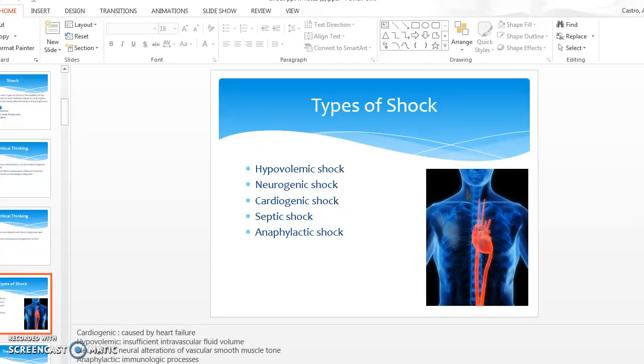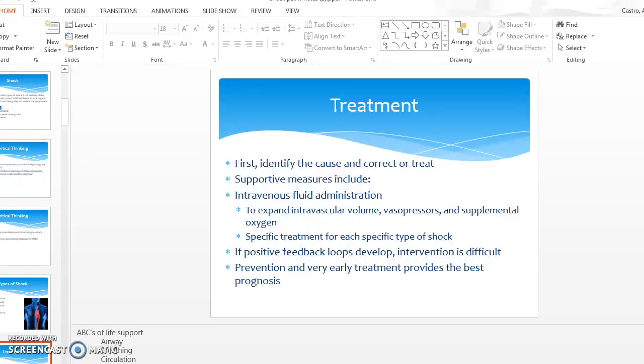Here are the 5 different types of shock that are currently recognized. We have hypovolemic shock, which you can guess what that occurs from. Neurogenic, that's what I was talking about when we have alterations in the CNS. Cardiogenic is the one that we're going to focus on. Septic shock and anaphylactic shock, I believe you're going to talk about those 2 types of shock pretty shortly here.